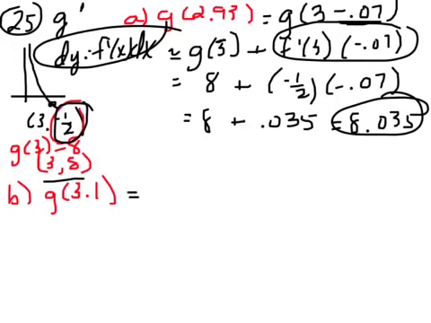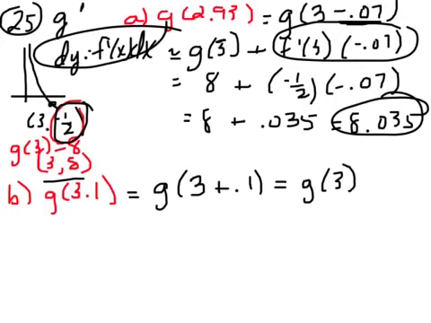Now if I'm doing 3.1, it's sort of the same thing. I want the y value. If I think of 3.1, I could write it as g of 3 plus 0.1. Well, I know what g of 3 is, and what I need to do is estimate the change in y that would go with this change in x, 0.1. I can estimate the change in y. Remember, that's the little formula they gave me. I'm circling it up here in red: f prime of x dx.